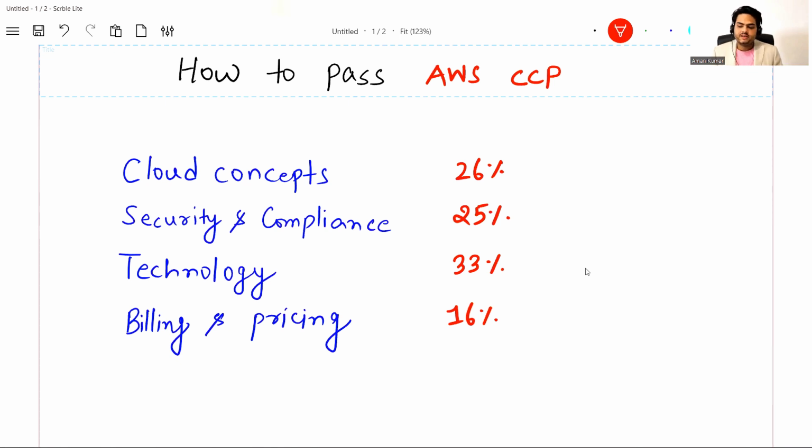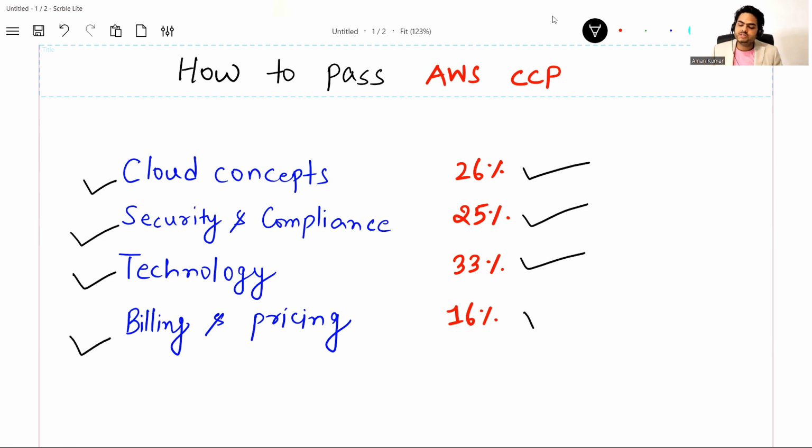As you can see, guys, there are four areas they will touch in this exam, okay? One is cloud concepts, 26% of questions will come from that area. Another is security and compliance, 25%. This is the area where I struggled most, and I will tell you why. Then the technology area, where I was quite comfortable, with 33% of questions. And then billing and pricing, another 16%. In total you will get 65 questions, and maybe 90 minutes, okay? It will be multiple choice, and sometimes there can be more than one correct answer.